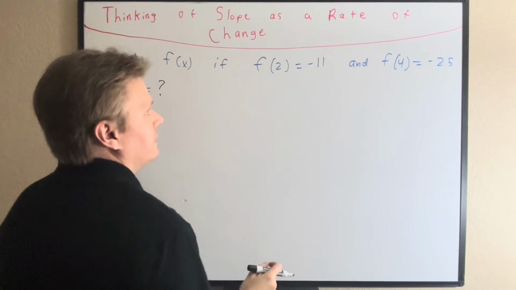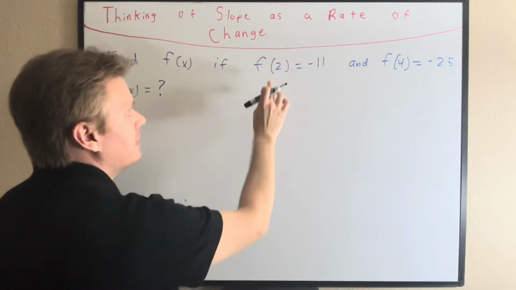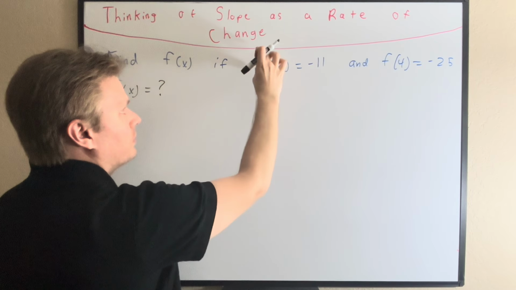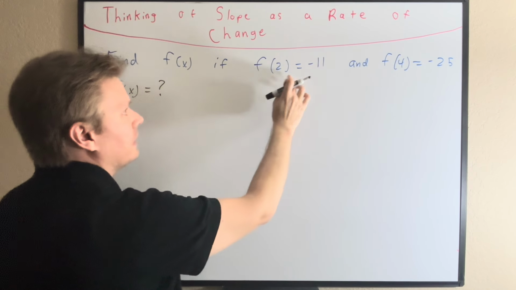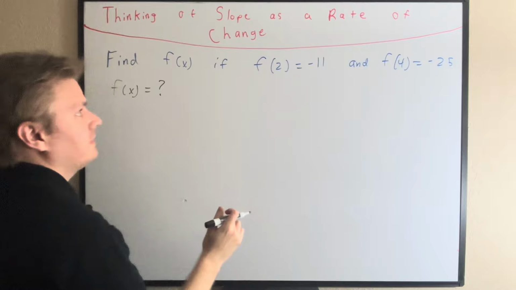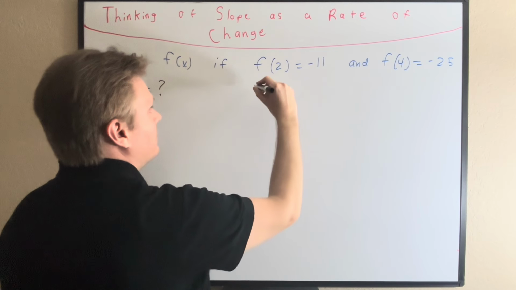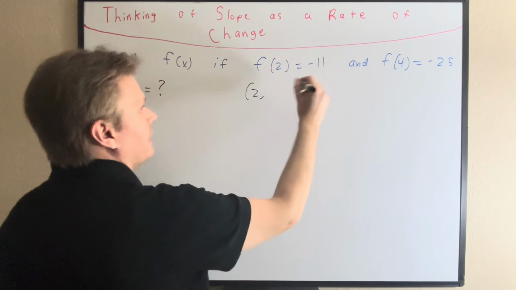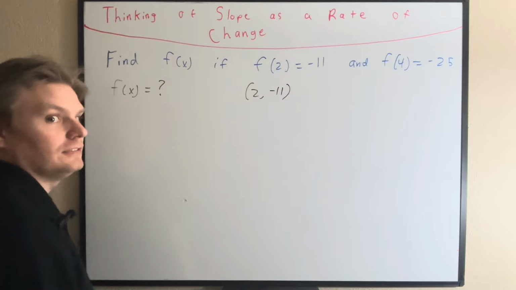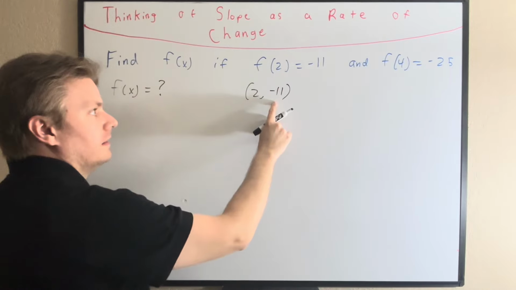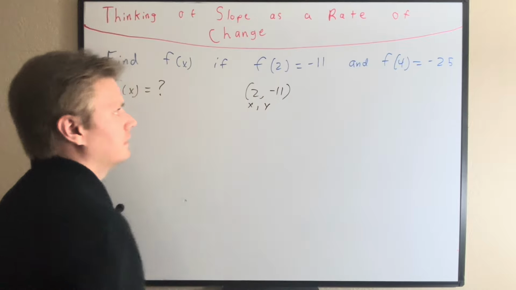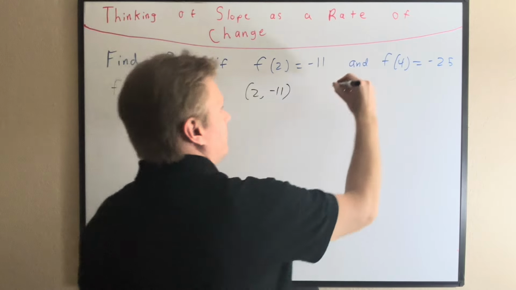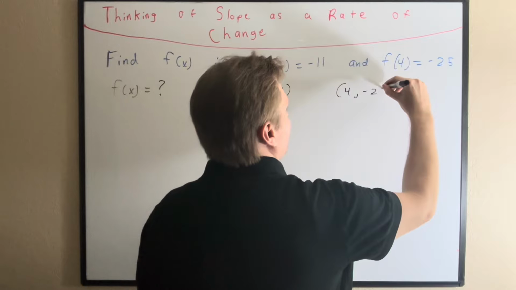F of 2 equals negative 11. Remember what that means? The x is the input, right? And this is just the fancy notation for we're putting 2 in our function, and our output is negative 11. So if 2 is the input, well, that's the x value of a point, right? And if negative 11 is the output, and negative 11 is the y, x, y, right? So they give us a point. If that's a point, then that must be a point as well. That would be 4, negative 25.